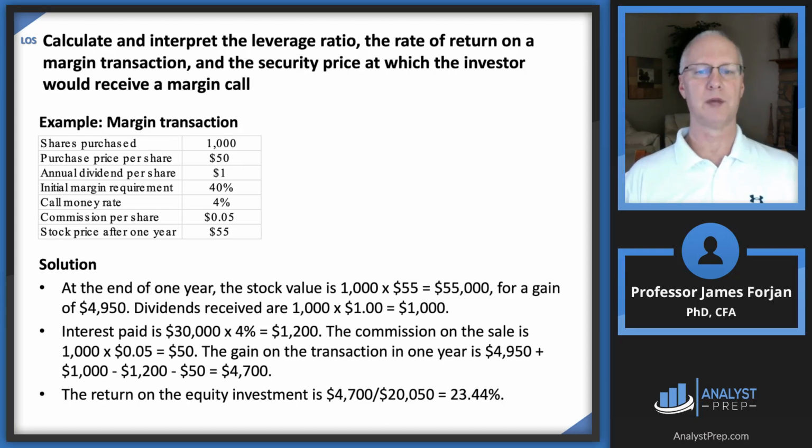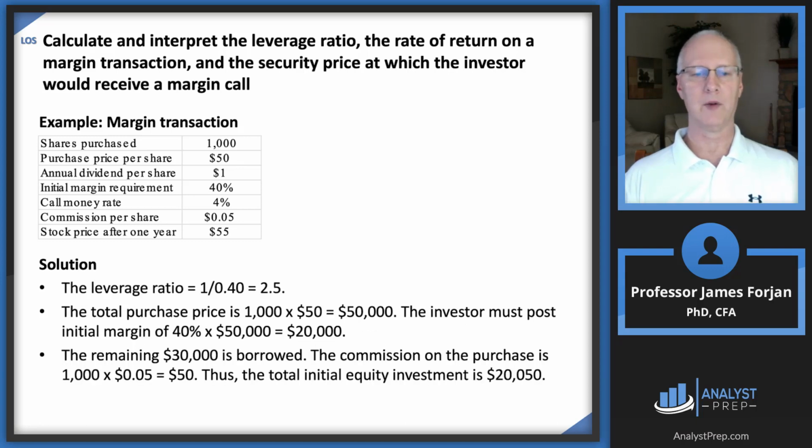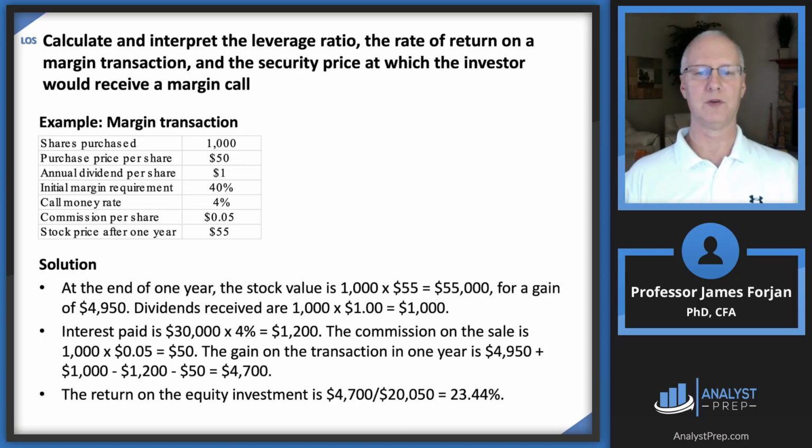All right, so let's do some calculations. So what happens at the end of the year? There's 1,000 times the 55. So we turned our 50,000 into 55,000. And that's a gain of $4,950 because what did we have to do back here? We had to pay that $50 in commissions. All right. Now, complicating things just a little bit is the dividend paid. So there's $1,000 worth of dividends.